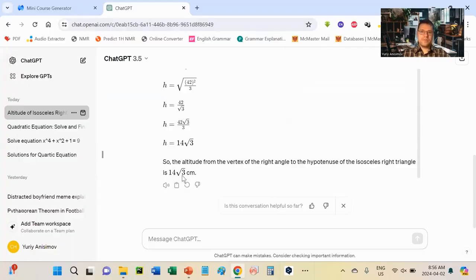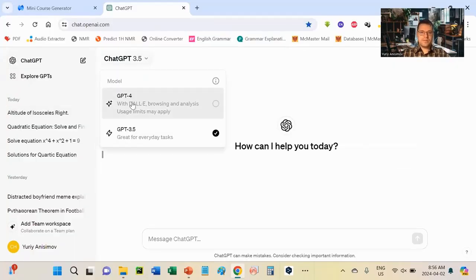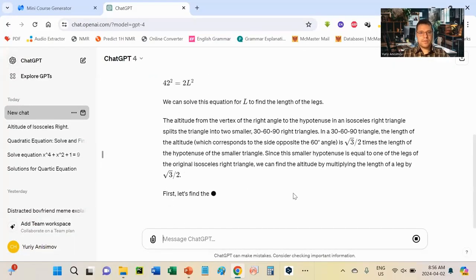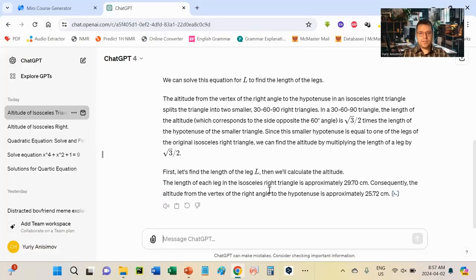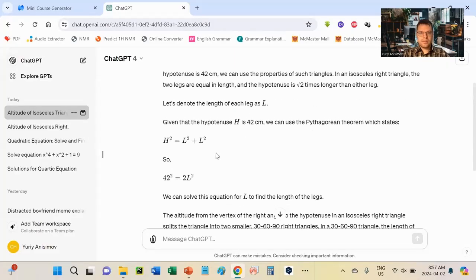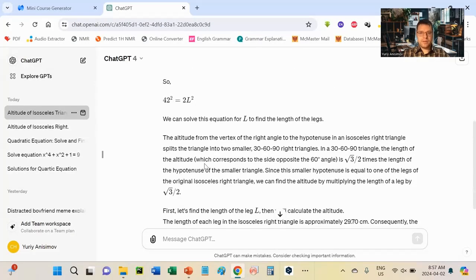Let's go to the GPT-4 version. I'll select 4. Okay, again Pythagorean theorem, and now it's analyzing. The length of each leg is 29.7 and the altitude from the vertex is 25.72. It doesn't look like a right solution. But the Pythagorean theorem here is correct. So these are 2 legs and this is the hypotenuse, that's right. Now you can find the leg.